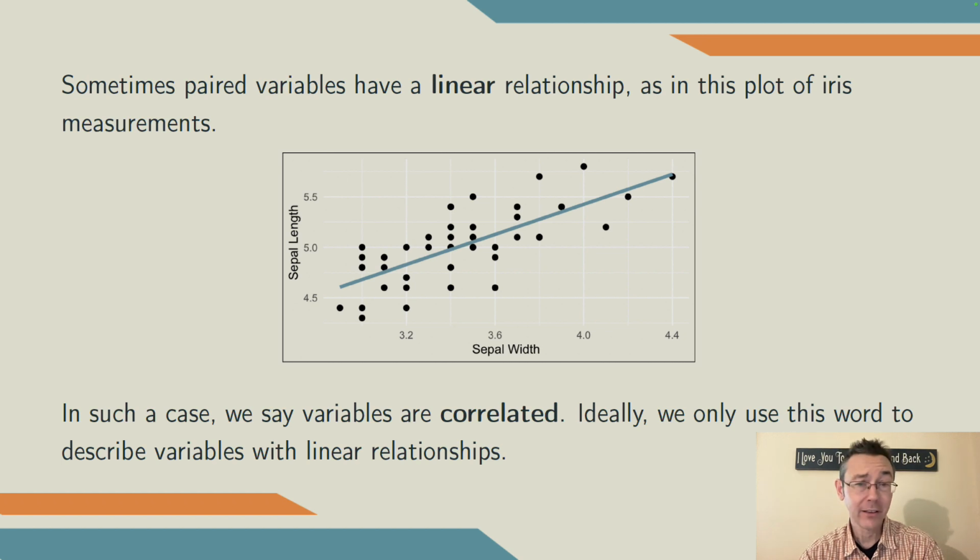You can see that as x gets bigger in this plot, y gets bigger generally at a constant rate. In a situation like this, we say the variables are correlated. We try to reserve the word correlation for variables that have a linear trend like the one I'm using here, although sometimes you will hear people use the word more loosely than that.